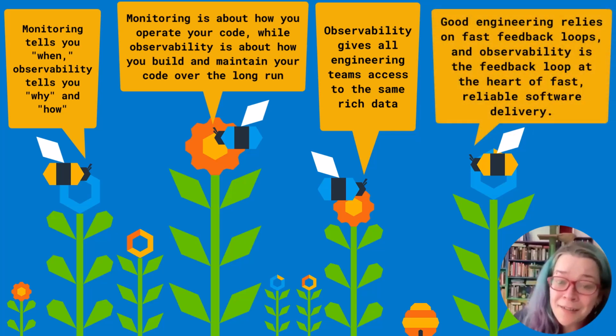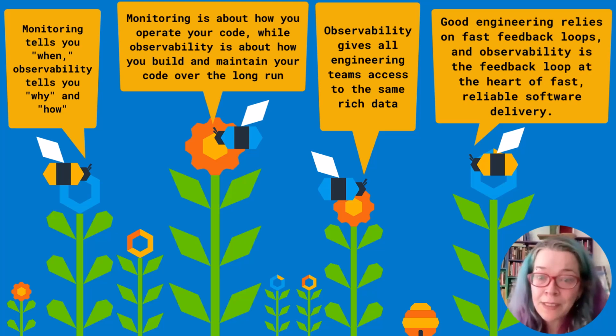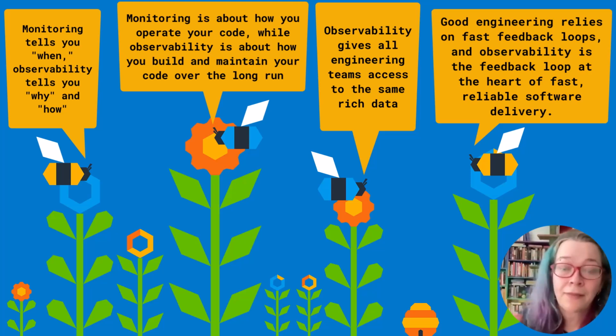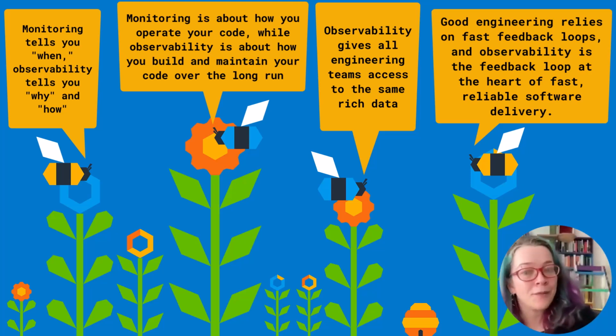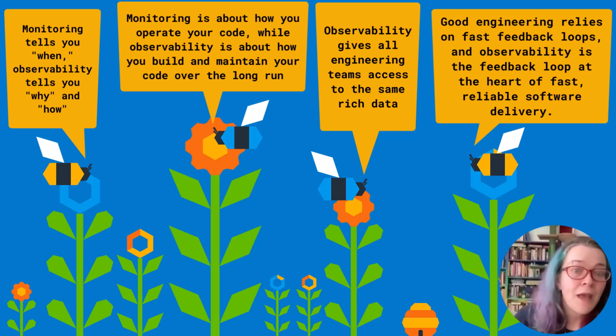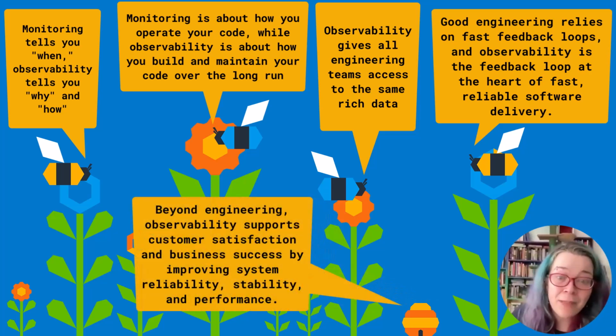Good engineering relies on fast feedback loops, and observability is the feedback loop at the heart of fast, reliable software delivery. Beyond engineering, observability supports customer satisfaction and business success by improving your system's reliability, stability, and performance.